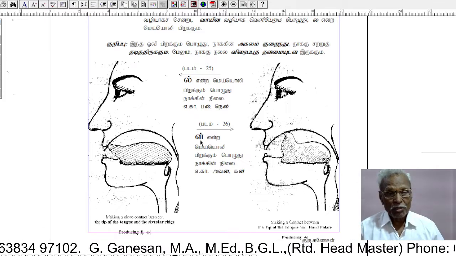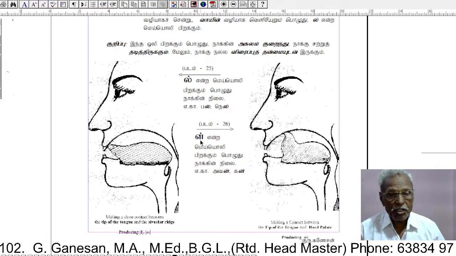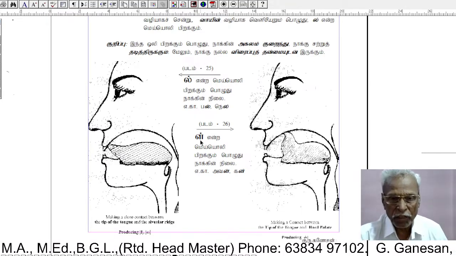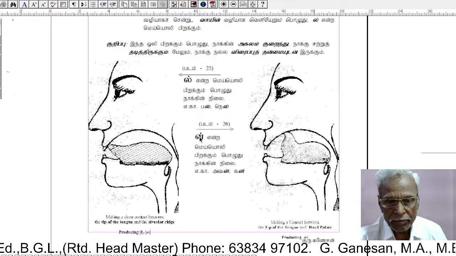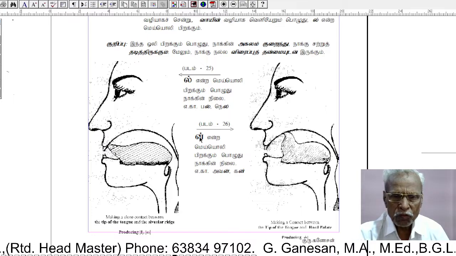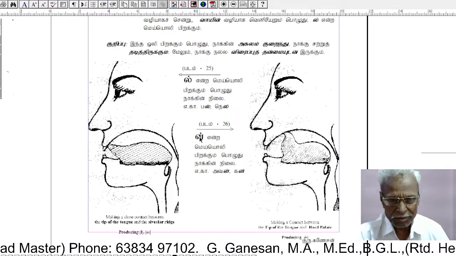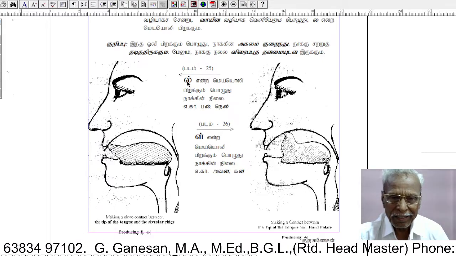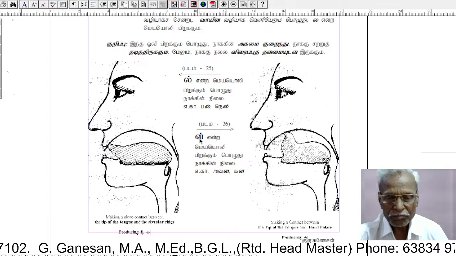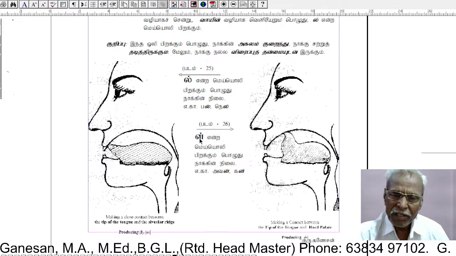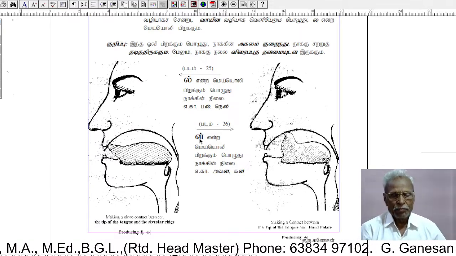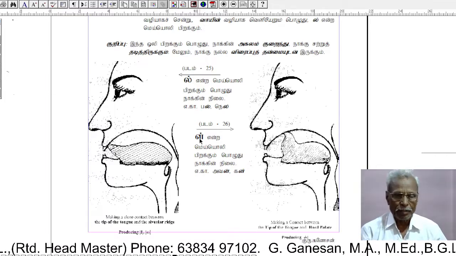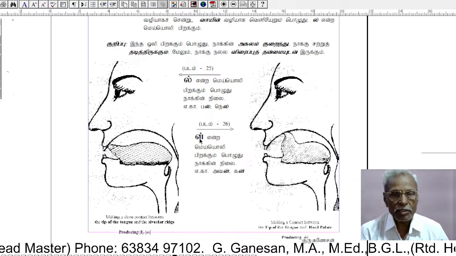So we should be extremely careful in pronouncing these two phonemes. Even most Tamil scholars pronounce the wrong one, instead of saying avargal. Some people say avarkal, vandargal, vandarkal.